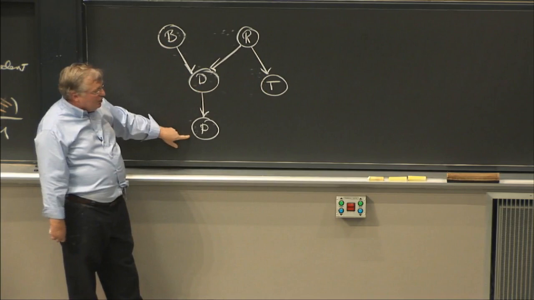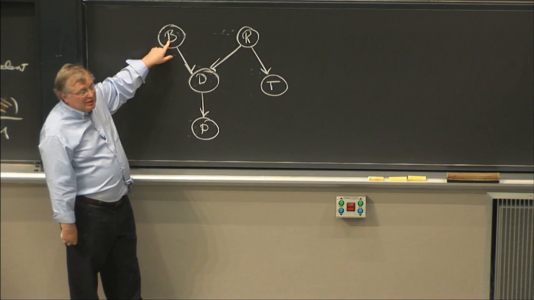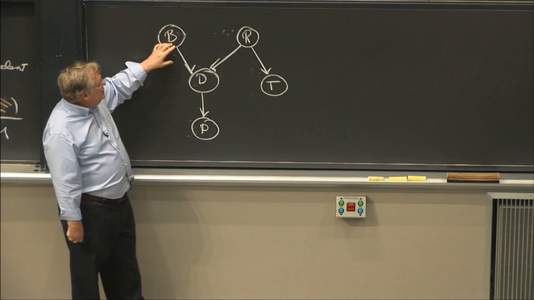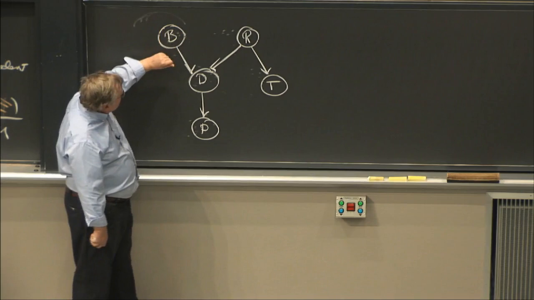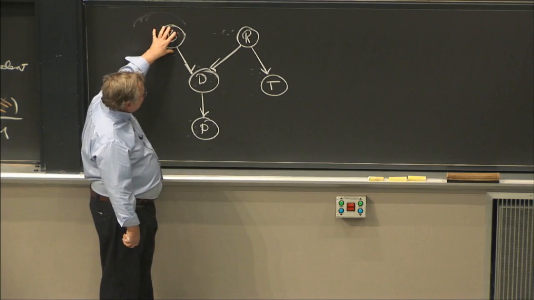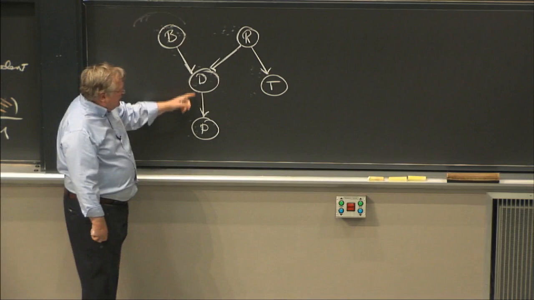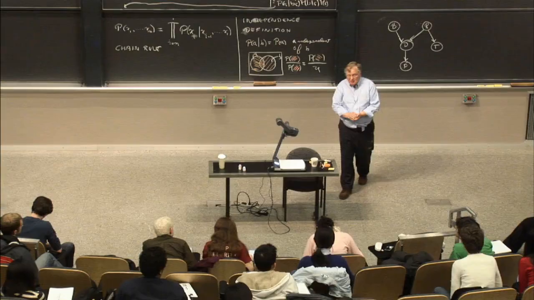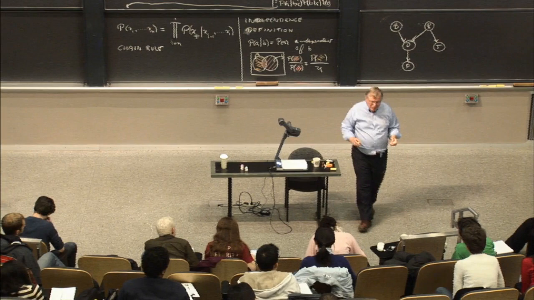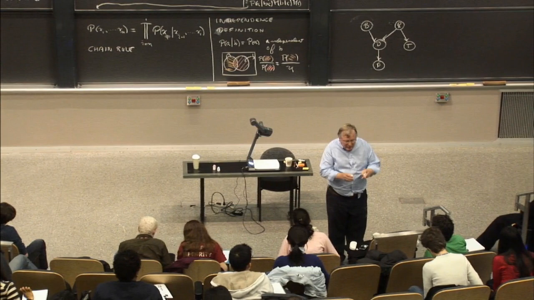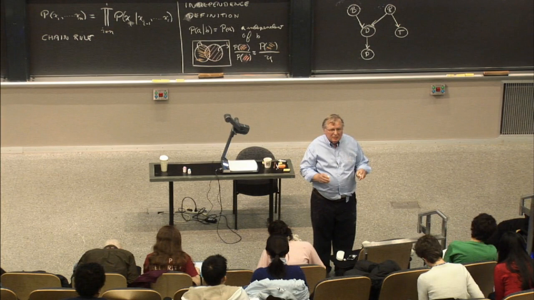How about B? It has no parents. So it depends on nothing else, because B does not depend on R and T because they're not descendants. Okay? It's interesting that B might depend on D and P because those are descendants. Okay? So it's important to understand that there's this business of independence given the parents, independence given the parents of all other non-descendants. And you'll see why that funny, strange language is important in a minute.